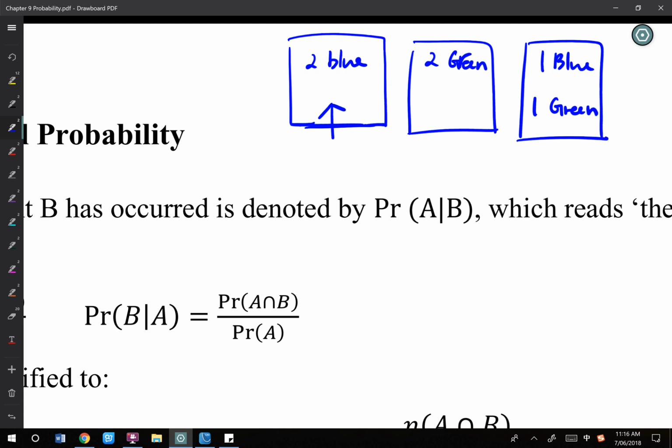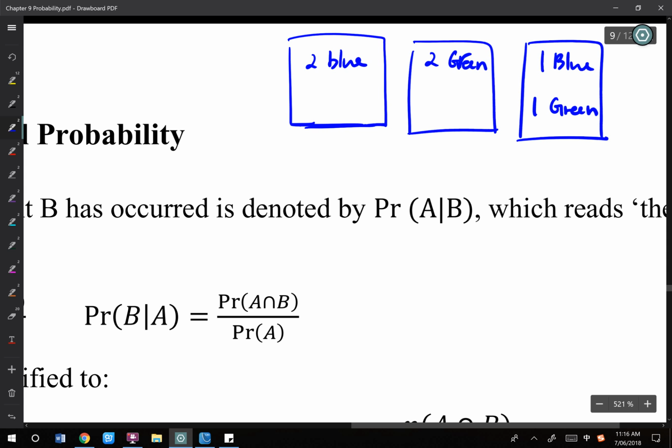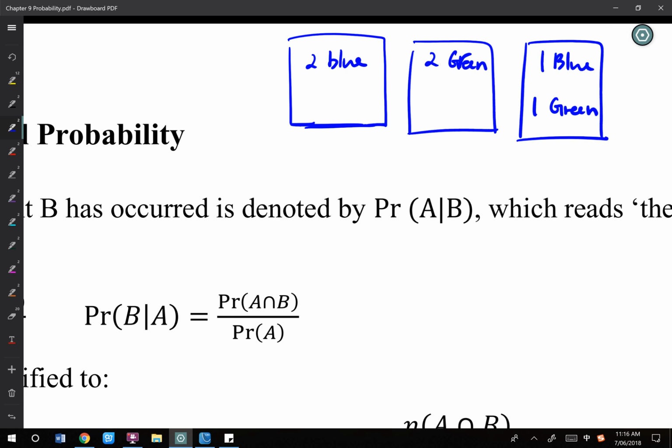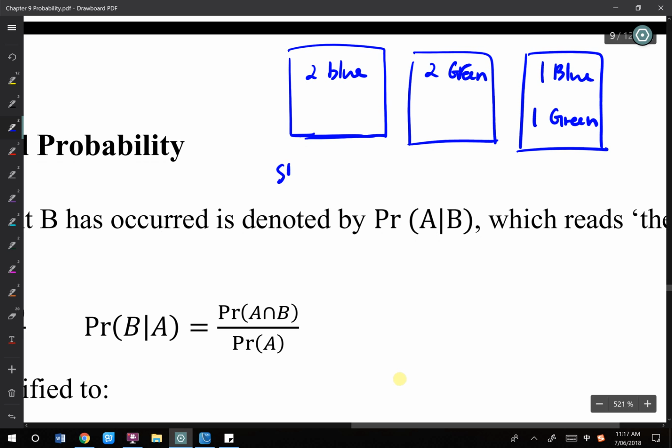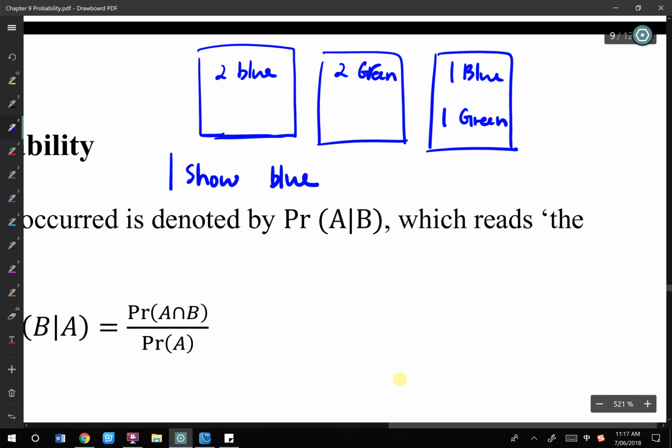1/3, right? It's 3 identical cards and one of the cards satisfies what I want. So it's 1/3. But now the information I have is I pick a card and put the card on the table. It shows me blue. That's some information I already know before we talk about the probability of the card I get. Blue is showing on the table.